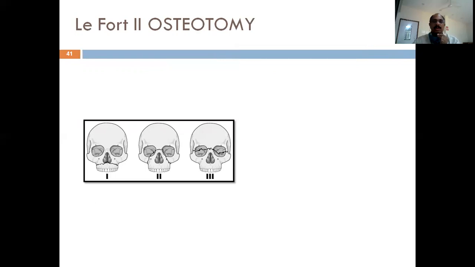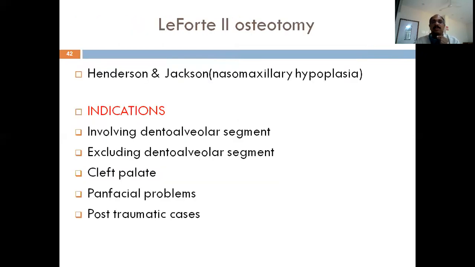Le Fort 2, and this is again what we have as Le Fort 2 fractures. You intentionally do it on the patient, and it's called Le Fort 2 osteotomies and Le Fort 3 osteotomies. This is called Le Fort 2 osteotomy, described by Henderson and Jackson for nasomaxillary hypoplasia. Most of the time it is indicated if it is involved with cleft palates, pan-facial problems, or post-traumatic cases. Sometimes we have to do a nasomaxillary disjunction and try to bring the maxilla forward. But it is from the theoretical point of view, at least for the final years. I don't think anybody will be asking about Le Fort 2 osteotomies.